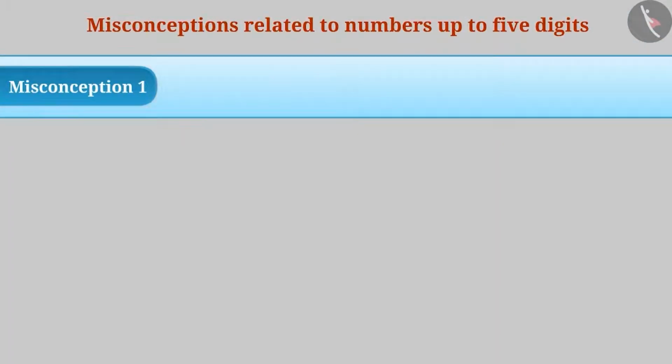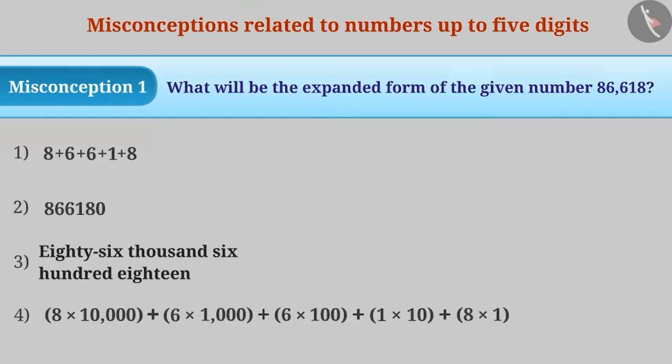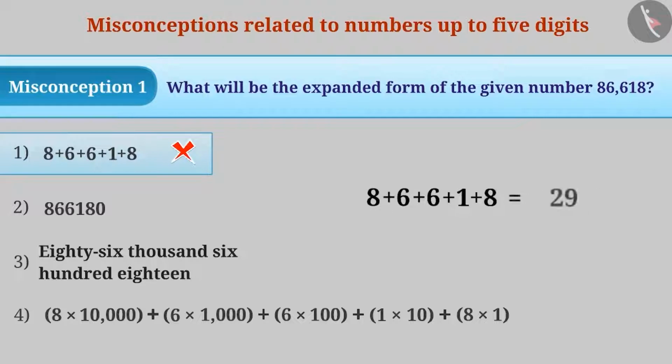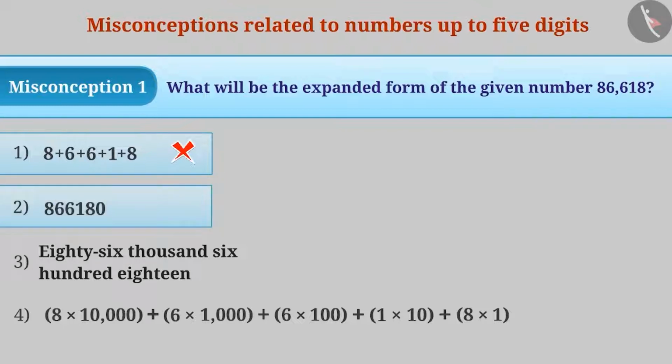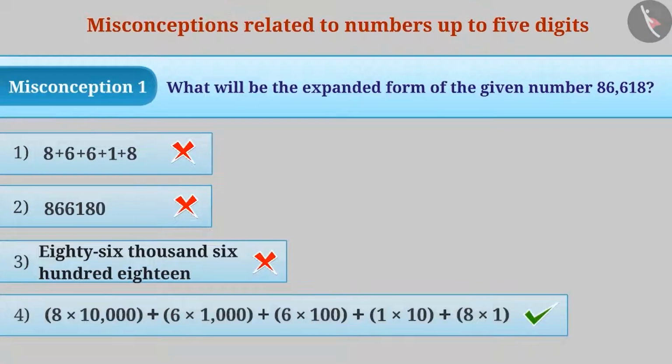What will be the expanded form of the given number 86,697? 618. Sometimes, because we don't clearly understand the concept of expanded form of a number, we add 8 plus 6 plus 6 plus 1 plus 8, getting a value of 29, which is incorrect. Sometimes, we misunderstand that the expanded form of a given number means to add a zero at the end of the number. For some, expansion of a number means writing the number in letters or words, and thus we get the result 86,618, which again is incorrect. The correct understanding is that option 4 is the right answer.